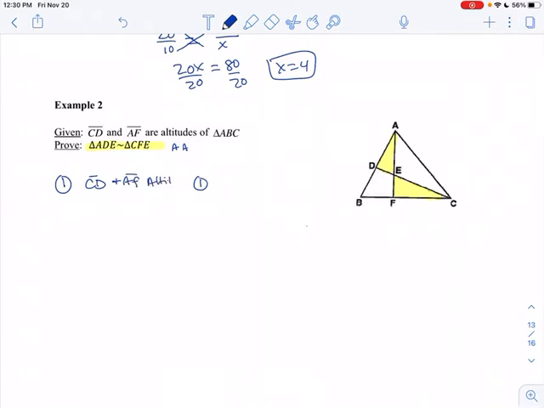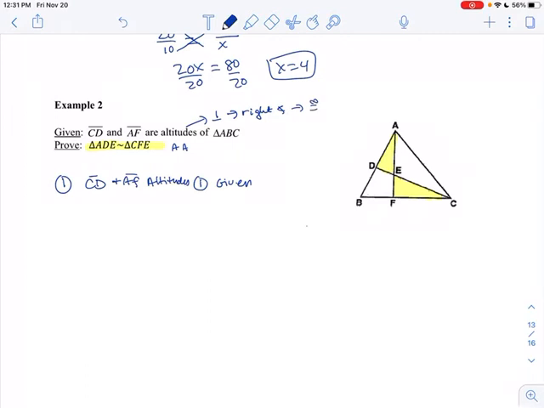Now remember, altitudes are the height of those triangles. Altitudes are perpendicular to the opposite side. Perpendicular lines form right angles, and right angles are congruent. So those are the steps that I'm going to be using.